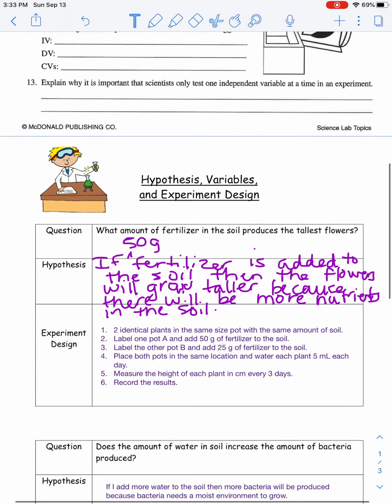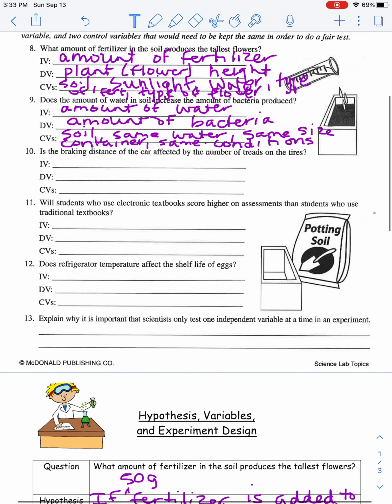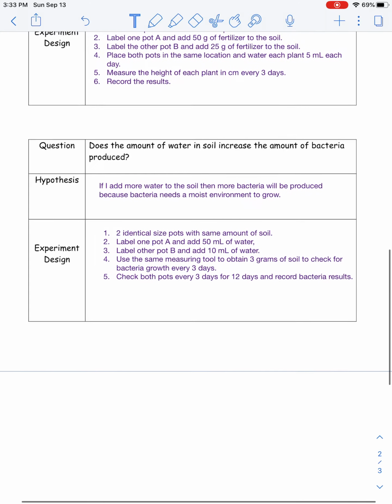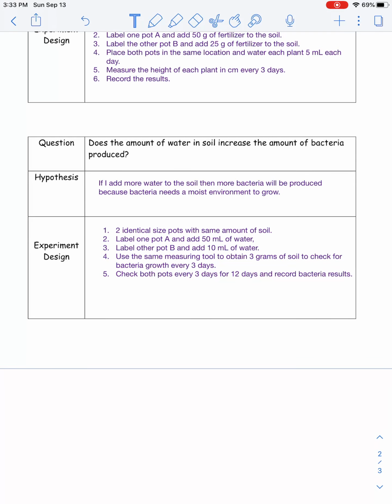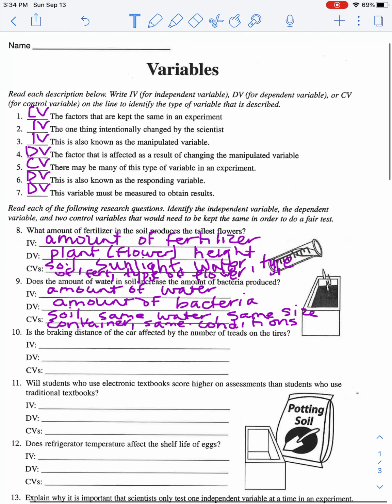Alrighty, so that is where we're going to stop today. Simply looking at these two independent and dependent variables, and then looking at what an experiment might look like based on the question. Okay, alrighty, I will see you soon.